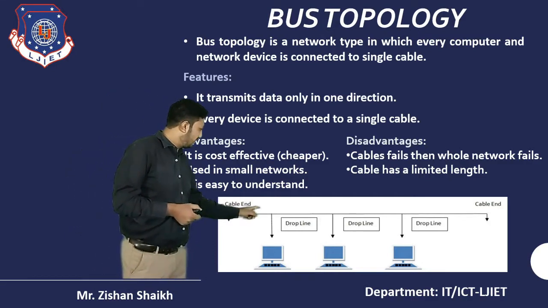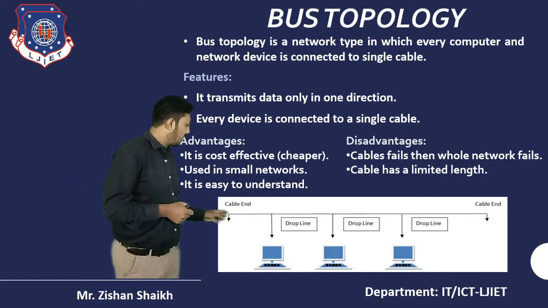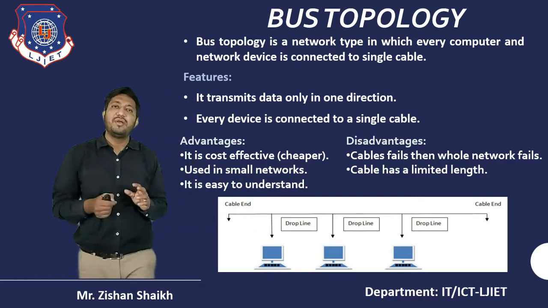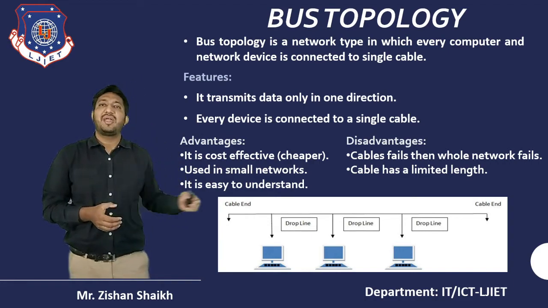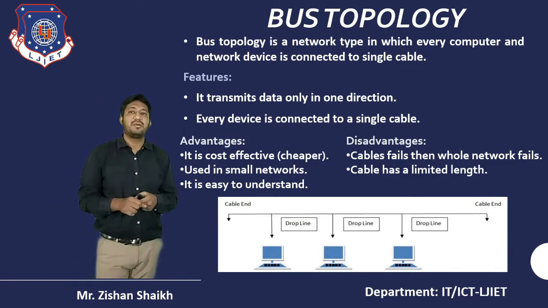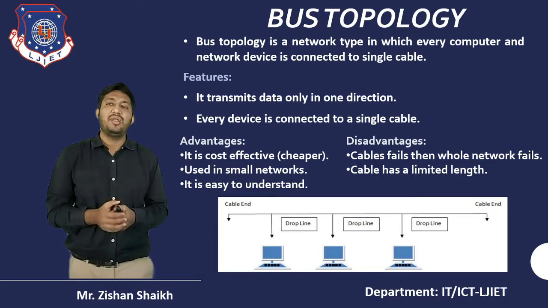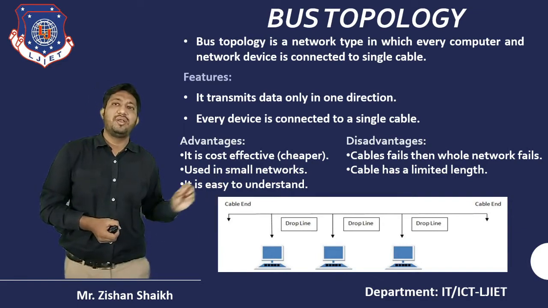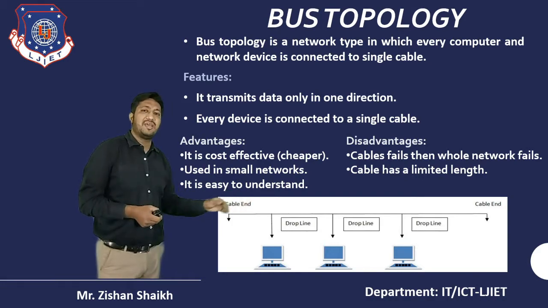The purpose of this cable line is to establish or arrange one network between the number of devices. So what are the features and advantages? It can transmit data in one direction only, and every device is connected with a single link. The advantage is that it is cost effective and very easy to install. It is very cheap, we can use it in a small network, and we can easily understand what the lines and devices are.